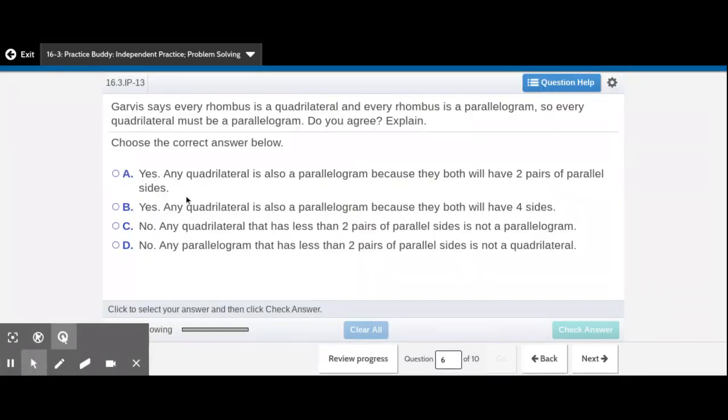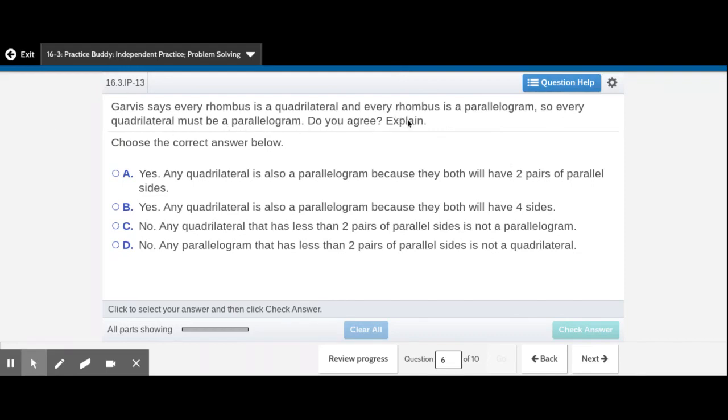Okay, this next problem makes you think a little bit, and I like those types of problems because we do need to think a little deeply about what we're learning. So it says, Jarvis says every rhombus is a quadrilateral, which is true. A rhombus is a closed figure with four sides. Then it says every rhombus is a parallelogram. Well, that could also be true because a rhombus has two sets of parallel sides, meaning that the opposite sides are parallel. So every quadrilateral must be a parallelogram.